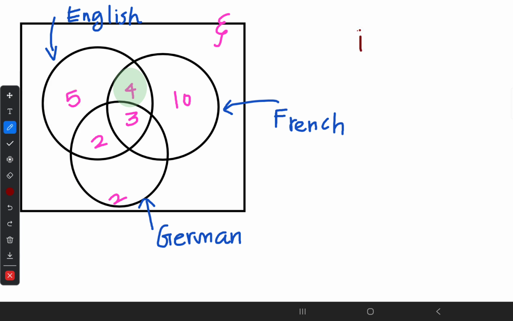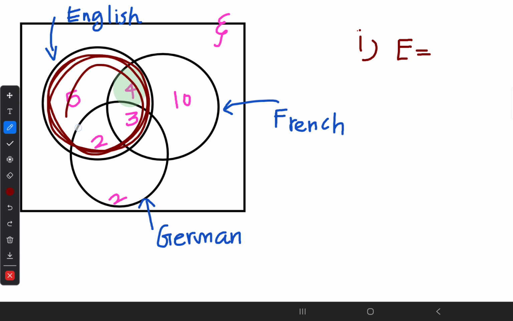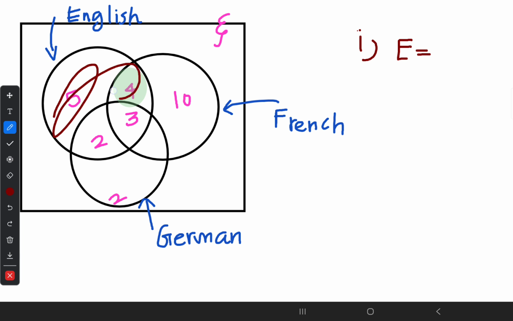There are no restrictions. How many can speak English? So how many numbers are inside the English circle? That would be the consideration. 5 plus 4 is 9, plus 2 plus 3. It would be 14. Simply we can write the answer: how many of them can speak English?